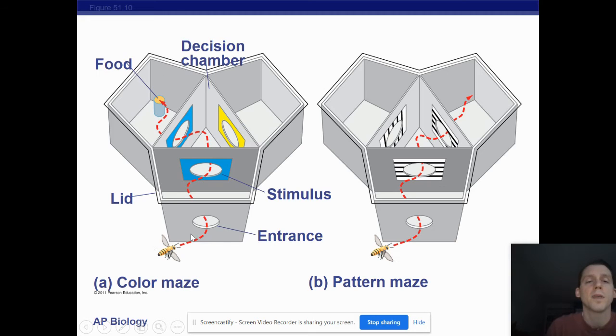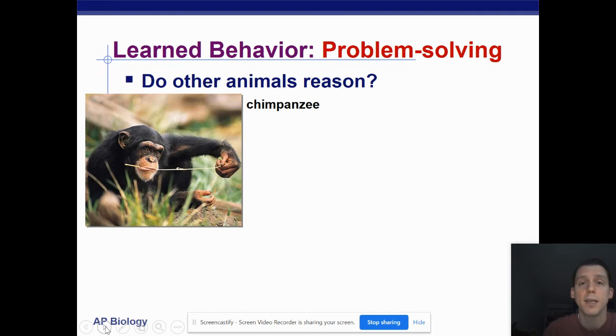So the bee knows the same, okay, blue, and then with a choice, it's got to follow blue to the food. You can remake this maze and it will learn to follow the blue path to the food. And the same thing can be done with patterns like horizontal versus vertical stripes. So really some pretty amazing learned behavior in honeybees.